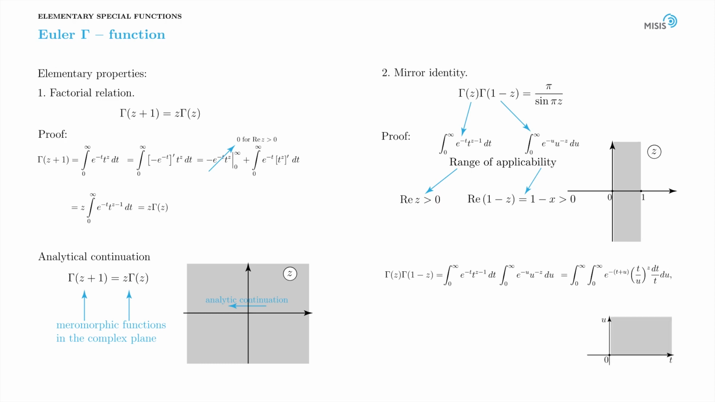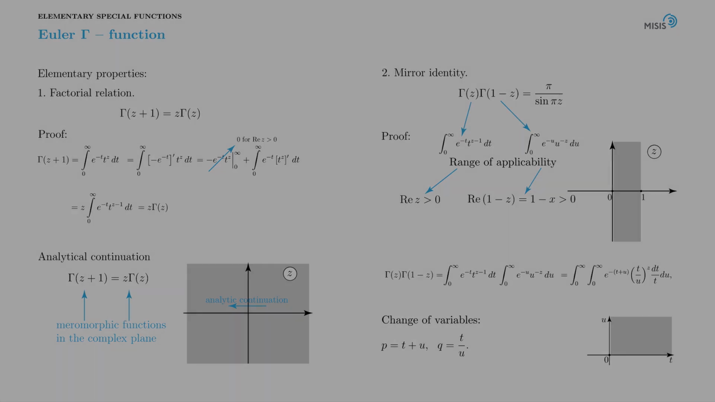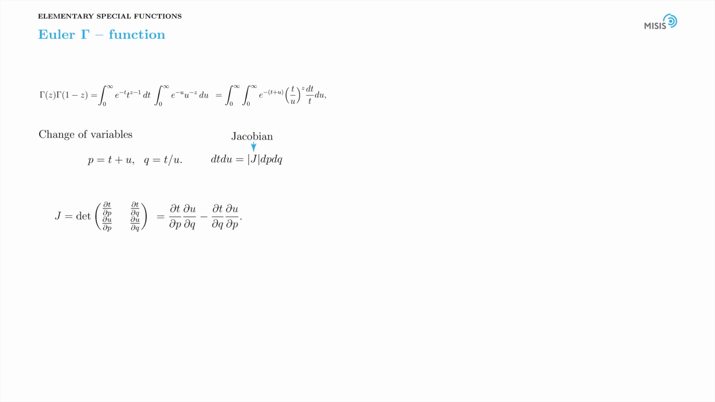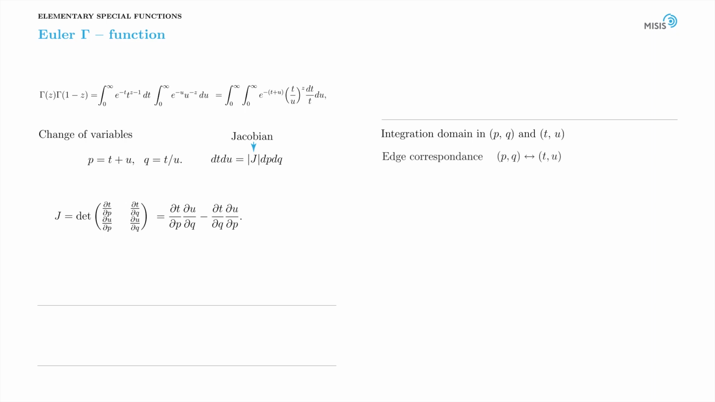The very appearance of the double integral gives us a hint which change of variables to introduce. And here it is. So this is our integral in new variables. Now we need to compute the new measure, and for this we need the Jacobian. And here is the detailed expression we need to compute. So let's do it. Next, we need to understand how the mapping tu to pq transforms the integration domain. For this, we explore the edge correspondence.